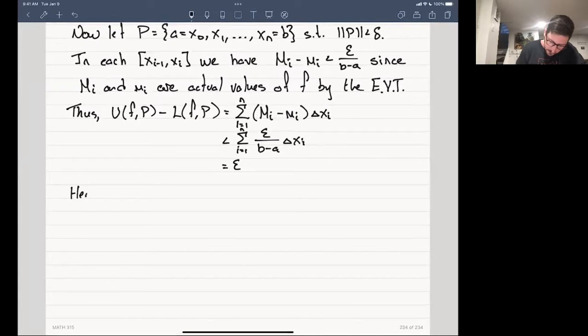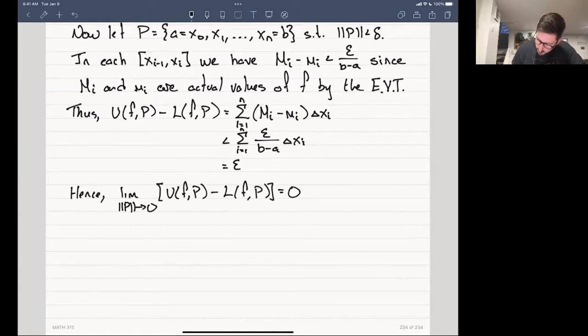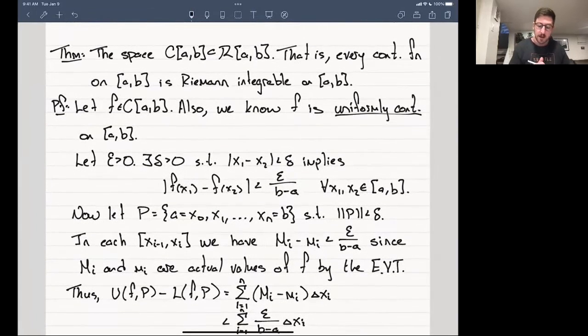And so hence, this tells us that the limit as the mesh goes to 0 of the upper sum minus the lower sum is equal to 0, which tells us that f is Riemann integrable by Darboux criterion, right? So remember, we're using Darboux criterion. That's where the upper and lower sums come from. And we showed that this limit goes to 0. So that's a nice result, right? That tells us that all continuous functions have a Riemann integral. That's a very, very important result here.